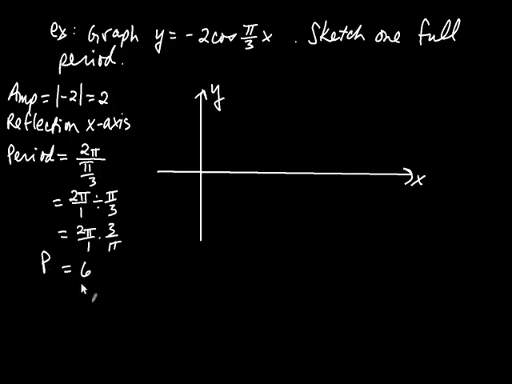So just like before, what you do is you set the argument equal to where cosine used to start, which is 0. So we set pi over 3 x equal to 0, and then we set the same argument equal to where cosine used to end, which is 2 pi. And that's why it's so important to know what the original function looked like, right? Because we reference it quite often. So to solve these equations, I'm going to multiply by the reciprocal of pi over 3, which is 3 over pi.